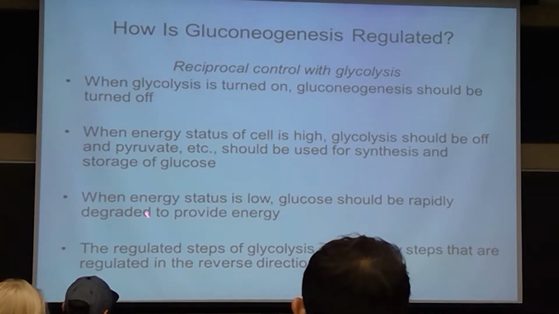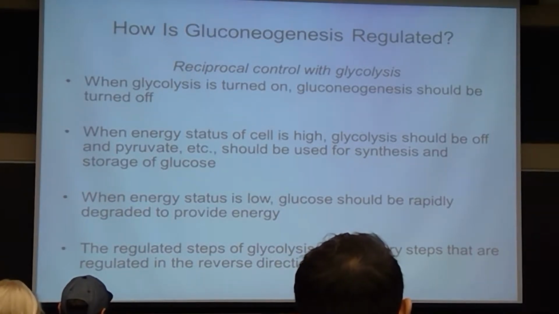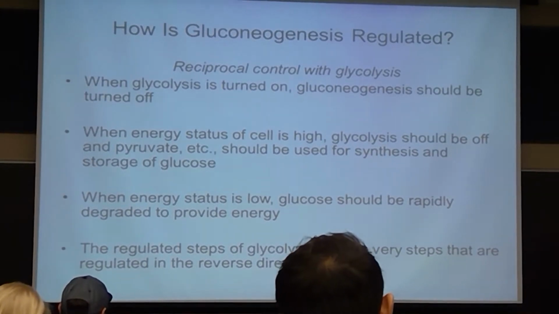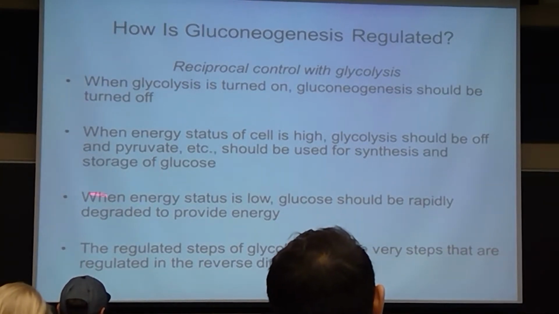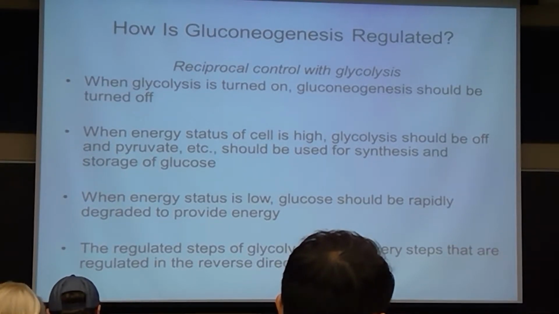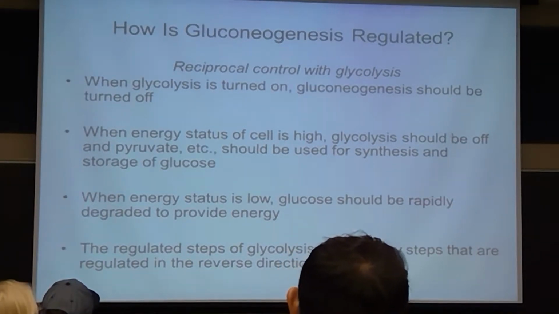These are the reverse of degradation. Glucose should be rapidly degraded to provide energy when energy status is low. Low energy status means high concentration of AMP, low concentration of ATP, correct? Low acetyl-CoA, low citrate, and all these metabolites. The regulated steps of glycolysis are the very steps that are regulated in the reverse direction, because those are the places you can really control this way or that way, correct? So read these basics and try to process them in your brain. Sometimes I get lost and wait some time to process what direction it is going.